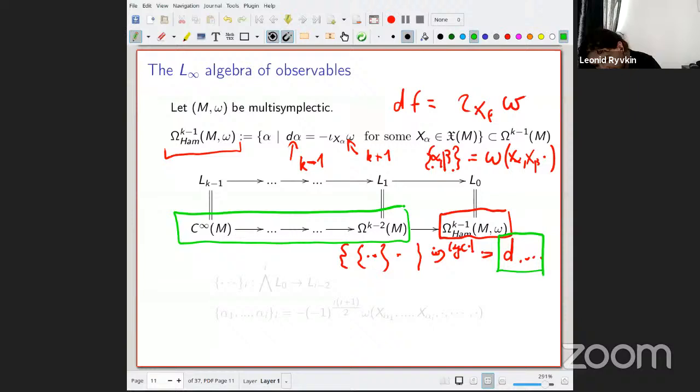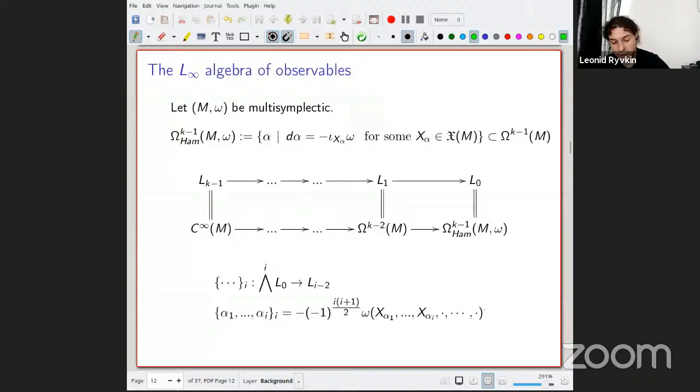So we define the thing which stands here as a bracket taking three elements. And this bracket will again satisfy an identity up to d of something. And now we call this something a bracket that takes four elements, and so on. And what we get in total is the following formula.